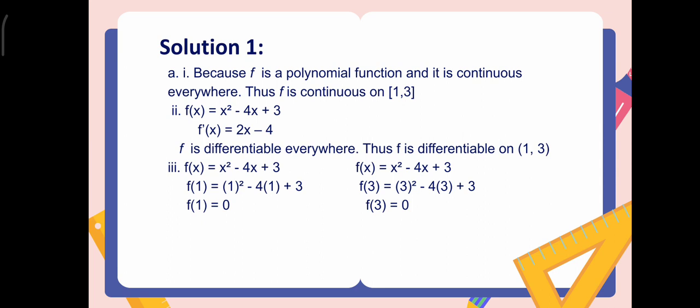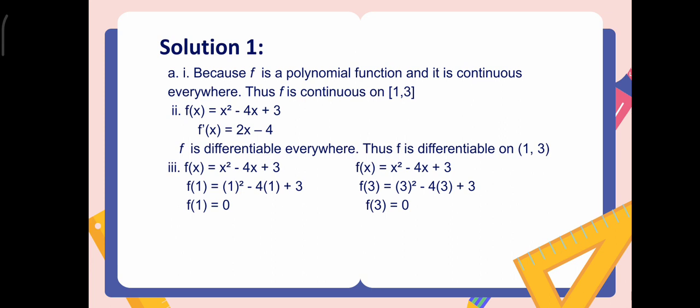The f of x is equal to x squared minus 4x plus 3. If we differentiate this function, we have f prime of x is equal to 2x minus 4. Therefore, f is differentiable everywhere, and f is also differentiable on the open interval (1, 3).